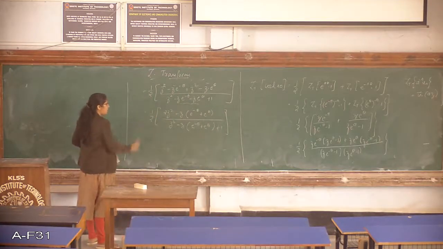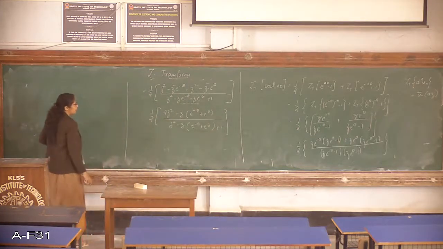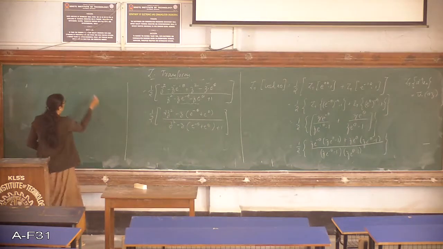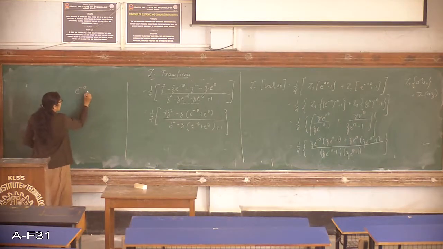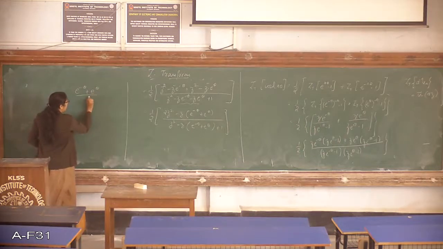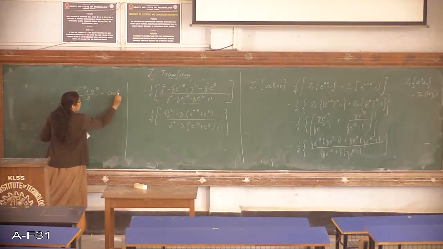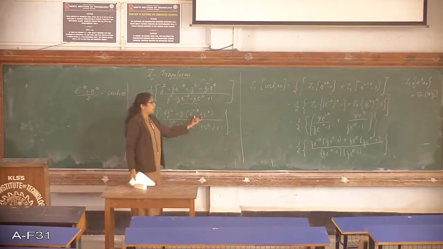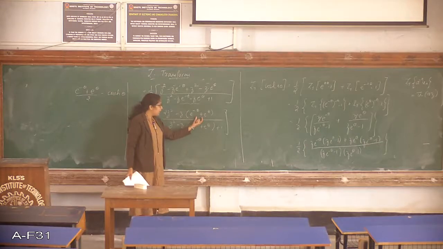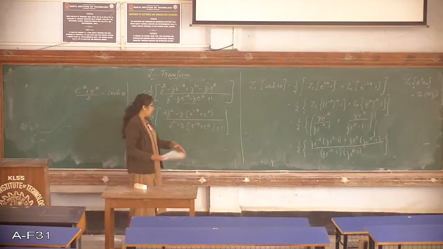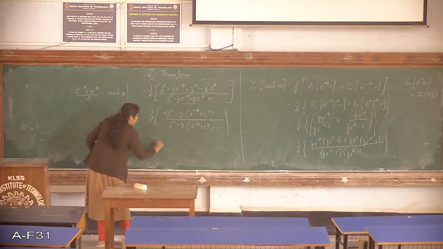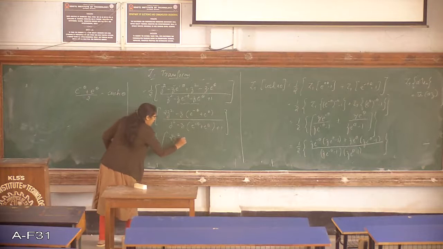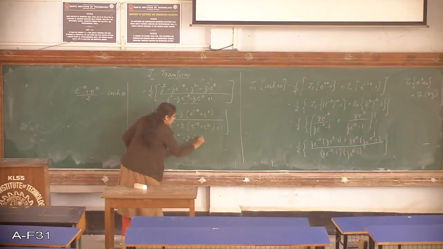Now let me make some small changes here so that I get it in the standard form. That is, we know e raised to minus theta plus e raised to theta divided by 2 is cos hyperbolic theta, right? So to bring it to the cos hyperbolic term, I shall multiply and divide this term by 2 and similarly this term by 2. That is, I'll get this as half times 2z square minus 2 into e raised to minus theta plus e raised to theta divided by 2.